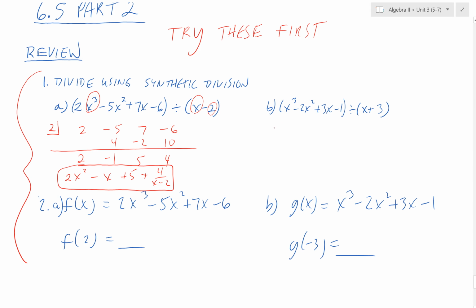And then the next one, we're going to have -3 in the box, 1, -2, 3, -1. Bring down the 1, multiply, add, multiply, add, multiply, add. And so our answer then is x squared minus 5x plus 18 minus 55 over x plus 3.